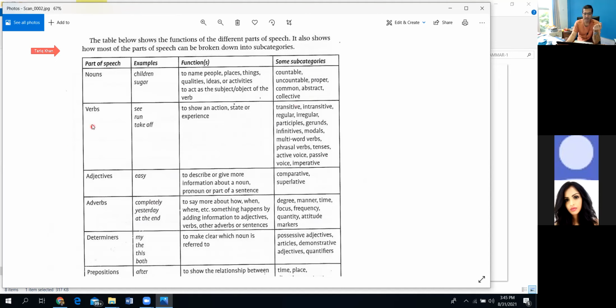The next one is verbs. If you see transitive, intransitive verbs, what are they? Regular, irregular, participle, gerunds, infinitive, modals, multiple verbs, phrasal verbs, tenses, active voice, passive voice, imperative. All these are types of verbs. You call them subcategories of the verbs. Now, last week, for the exam on the 14th of August, we conducted an exam, and the paper had taken the test out of these subcategories of the verbs.